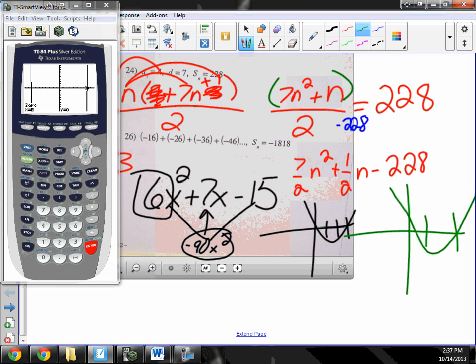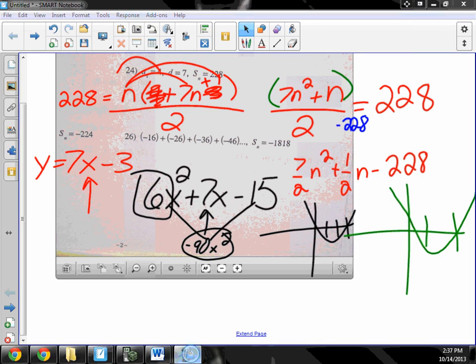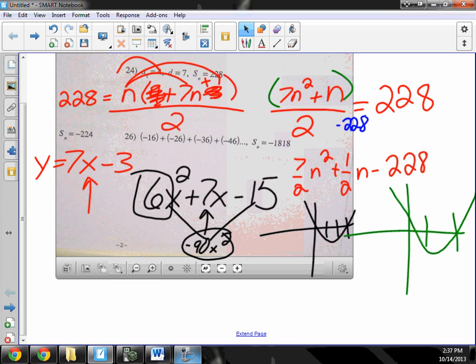All right. Oh, it's on the other screen.